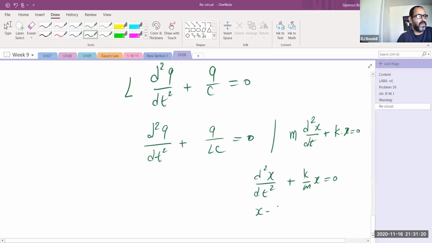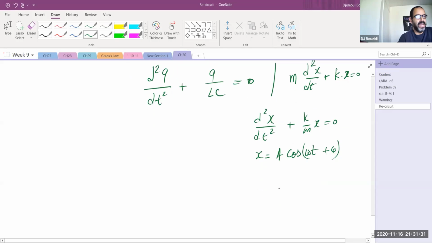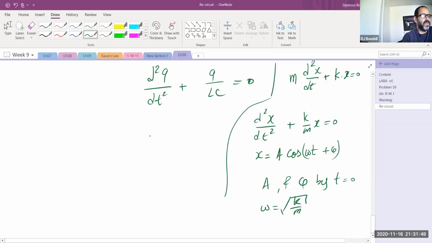The solution to this one, if you guys remember from physics 4a, was an oscillatory solution, A cosine of omega t plus phi, where A and phi are given by the initial conditions at t equal to 0, and omega was equal to square root of k over m. In this case, omega squared is equal to 1 over LC. So this is the frequency.